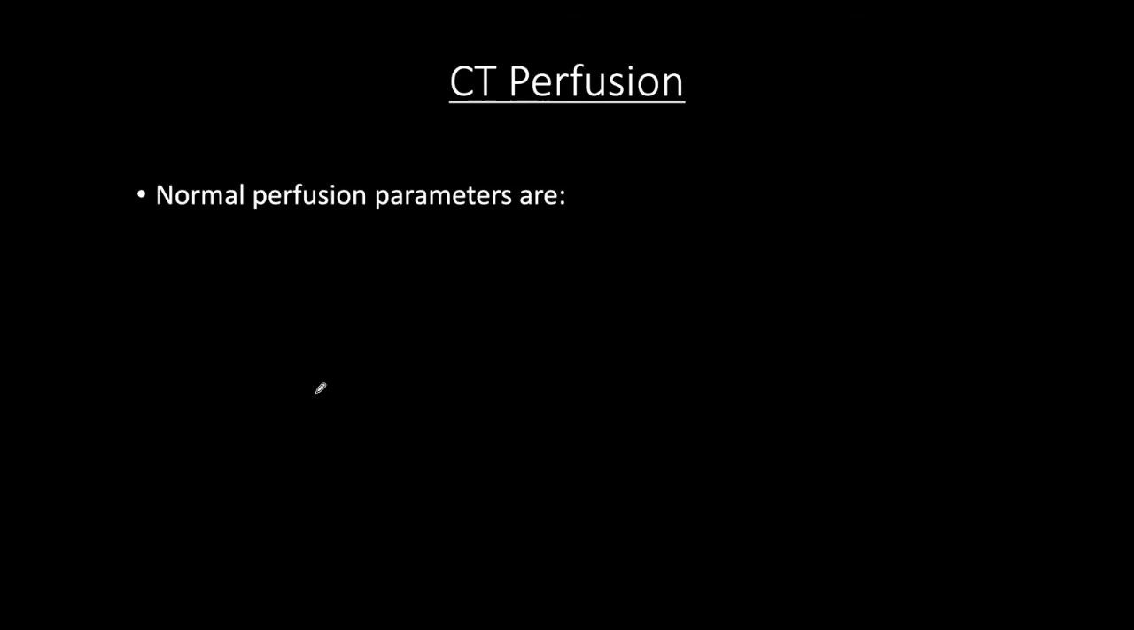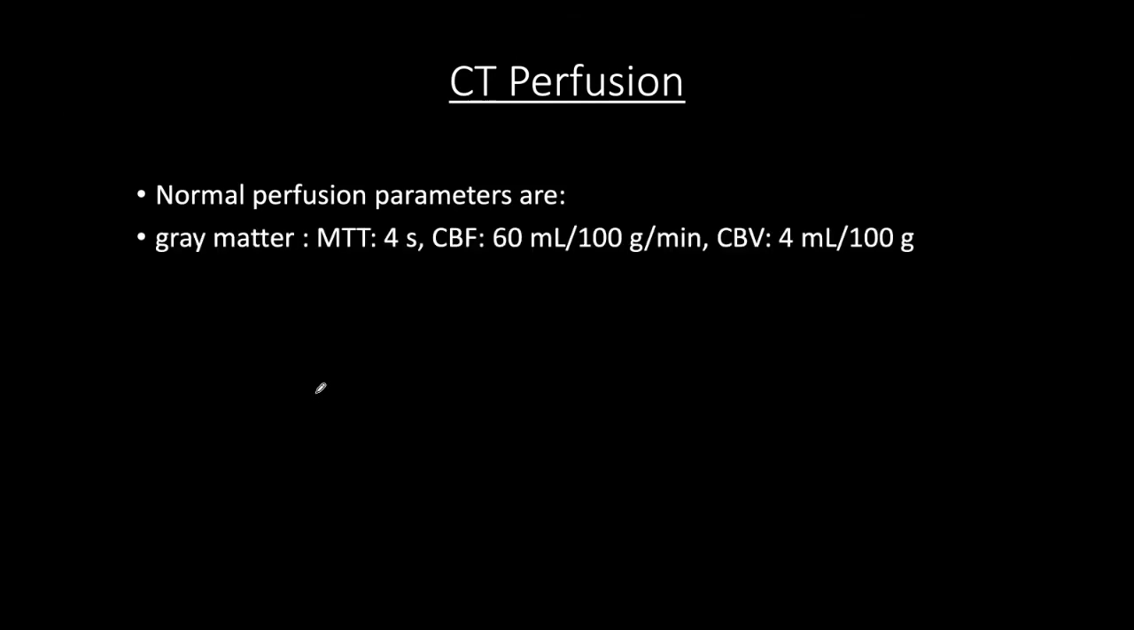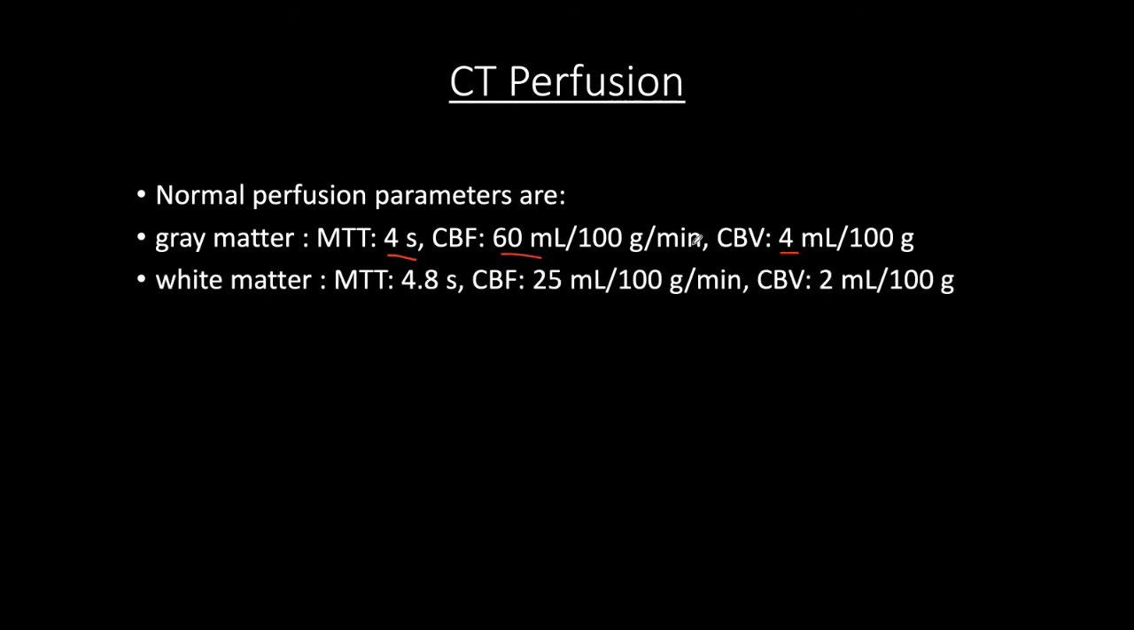The normal CT perfusion parameters in the gray matter are approximately, these are the numbers that I remember: 4 for time, for flow it's 60, for cerebral blood volume, it's again another 4. Whereas in white matter, the time is almost the same, just a little change, it's 4.8. Whereas flow from 60 is now 25, less than half. And cerebral blood volume from 4 drops to 2, almost half. So even in normal perfusion parameters, there is going to be a difference in cerebral blood flow and volume by half between the two.